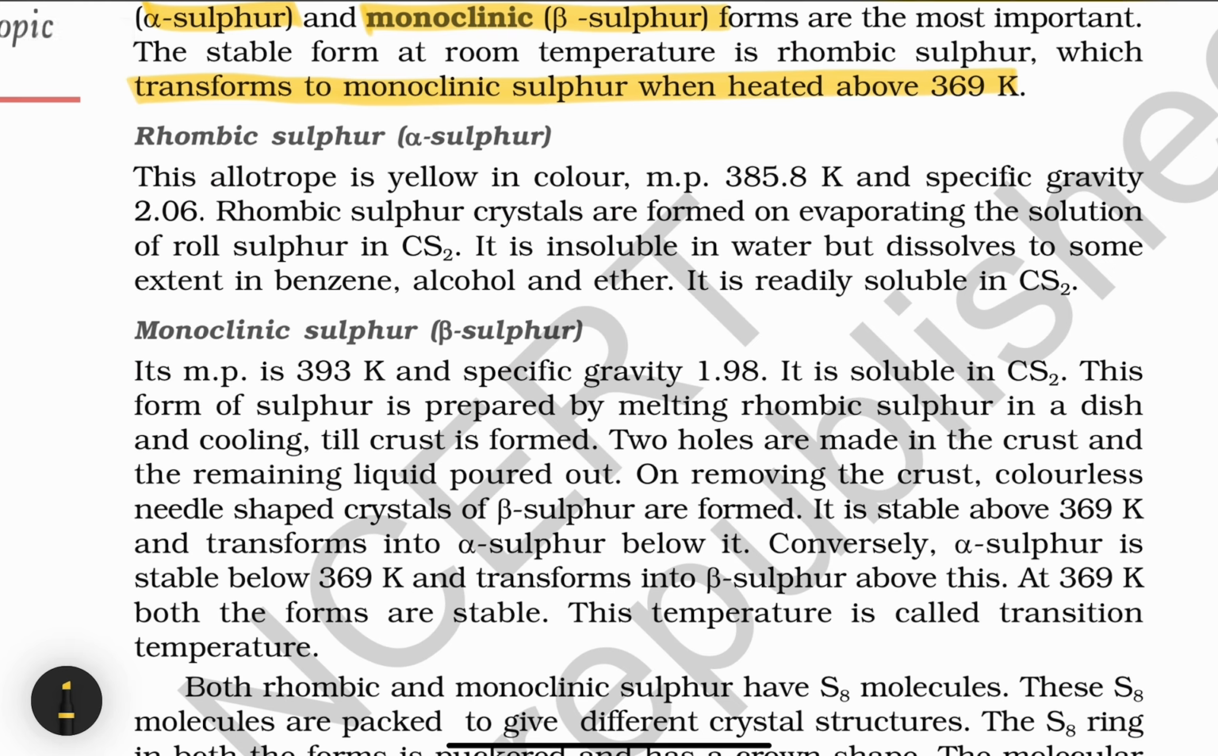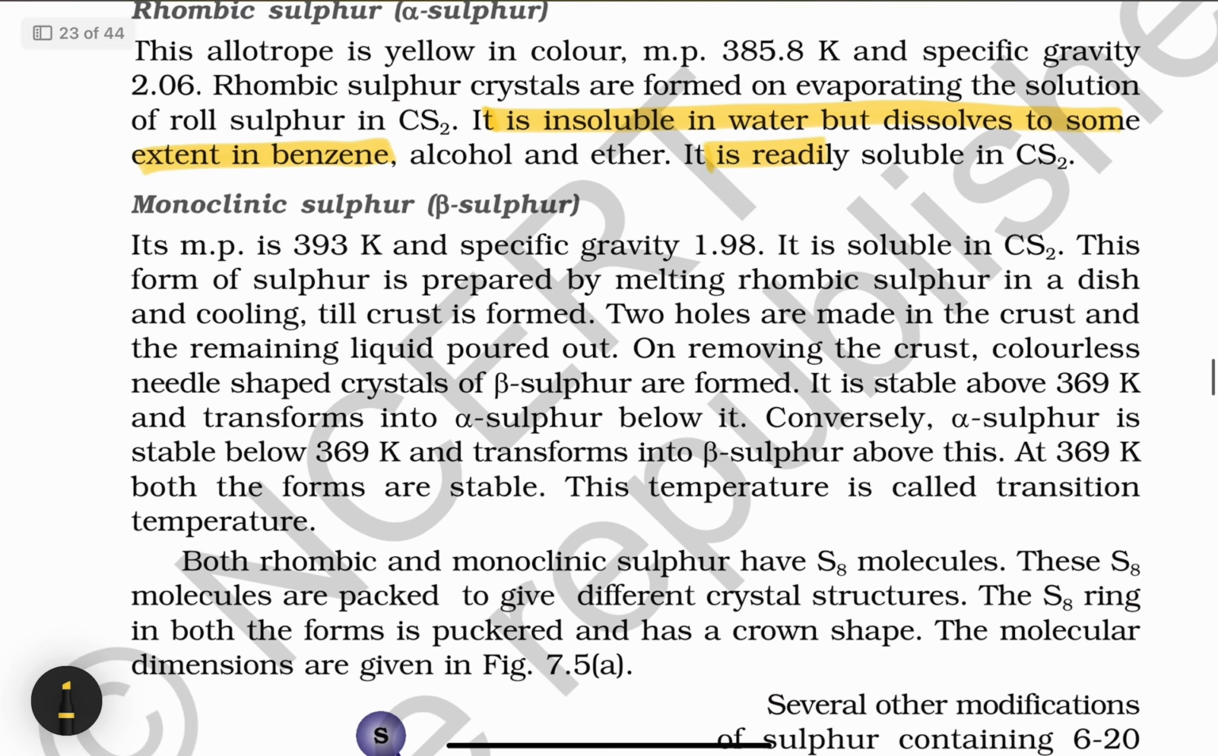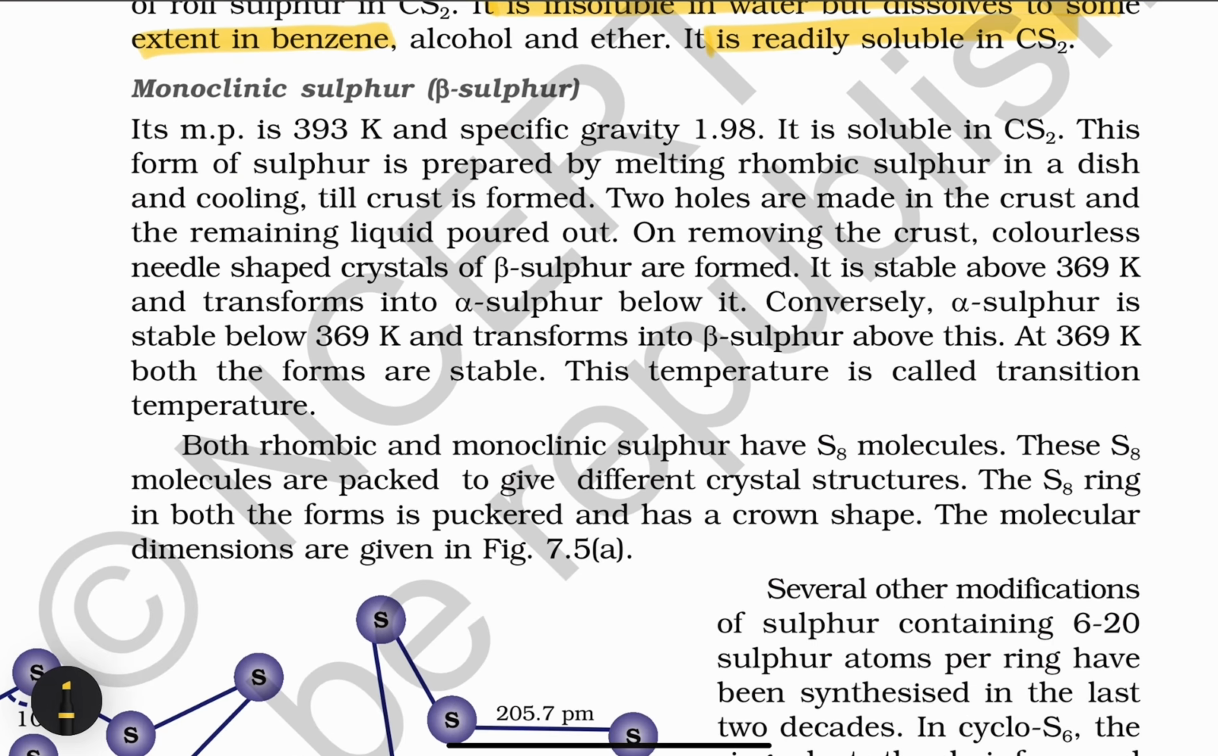Rhombic sulfur, nothing special in this. Insoluble in water but dissolves to some extent in benzene, nothing special. Readily soluble in CS2. No questions can be asked on that. It is soluble in CS2. I am saying no questions, but I am underlining that. Don't worry much.